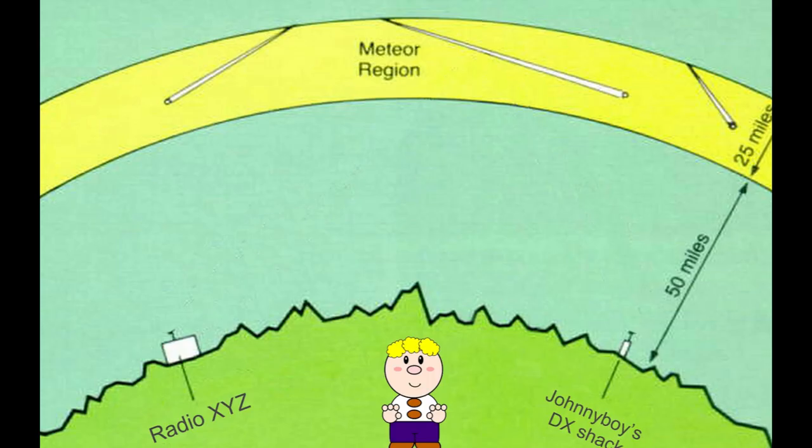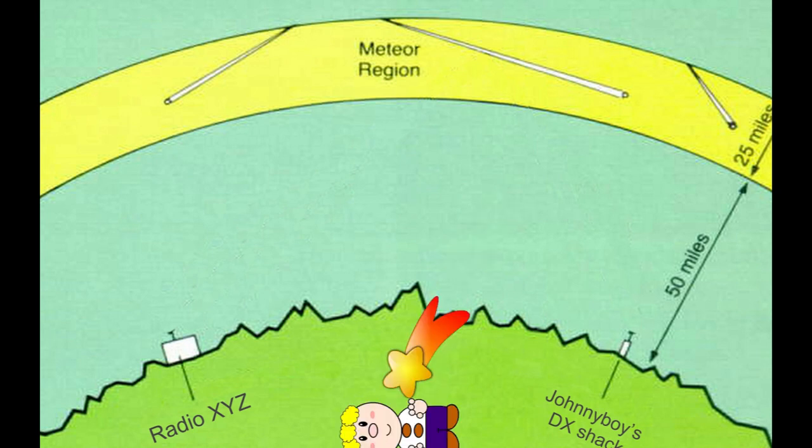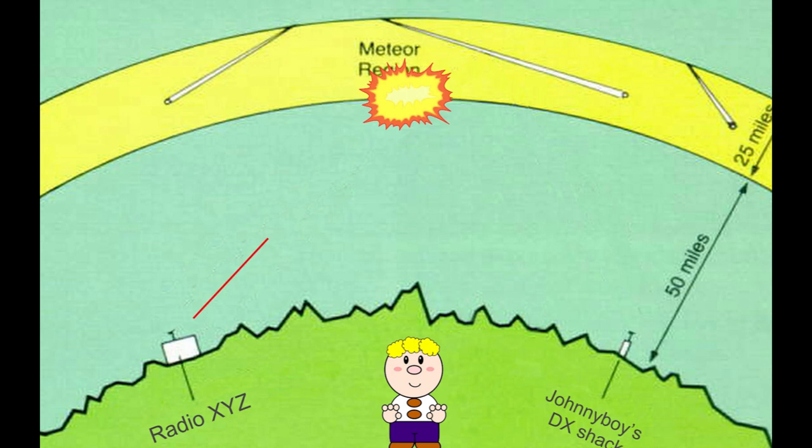When a meteor, or meteoroid, to give it its correct name, enters the Earth's atmosphere, thankfully, it burns up. Otherwise, it would land on your head, Bob, and cause irreversible damage. As it burns, it creates a trail of ionization, which acts as a mirror to radio signals at certain frequencies, in this case, VHF.